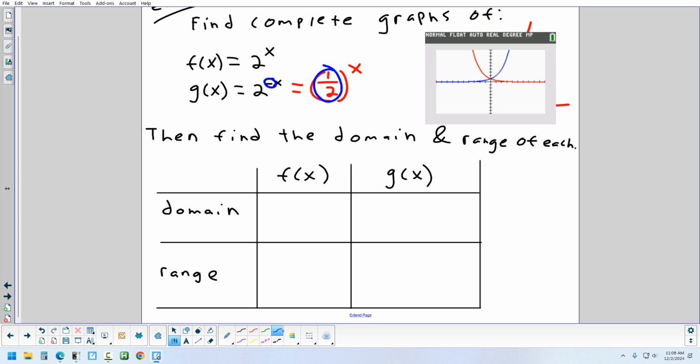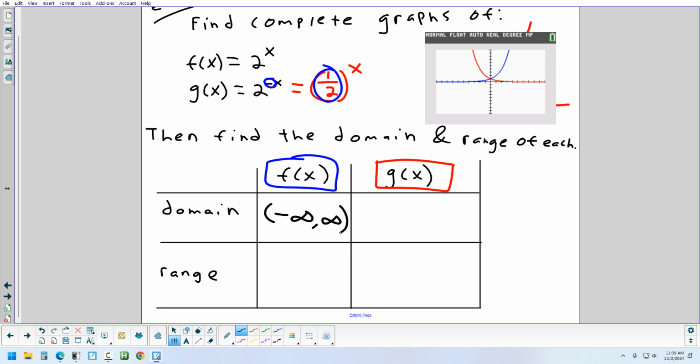All right, so it's asking us to find the domain and the range of each one of those. f of x is the blue one, and g of x is the right one. Let's start with the domain. What's the domain of the blue one? How far left and right? Negative infinity to infinity. It goes left and right forever. We already talked about that.